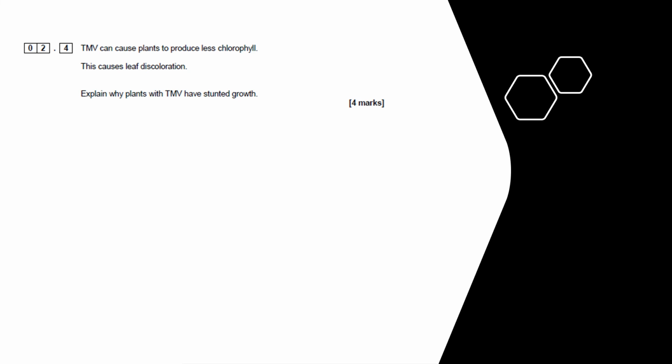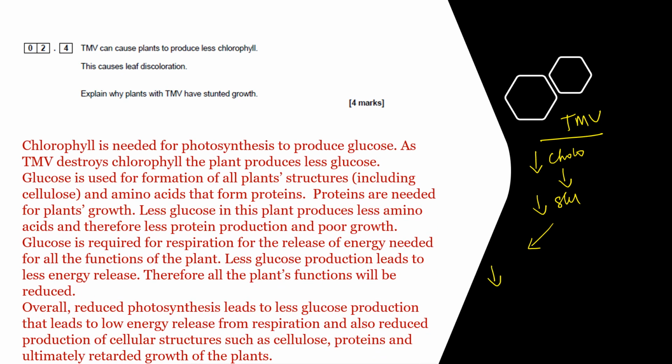TMV can cause plants to produce less chlorophyll. This causes leaf discoloration. Explain why plants with TMV have stunted growth. The plants with TMV have low chlorophyll. That means if the plants have low chlorophyll, the production of glucose through photosynthesis is also less. If less glucose is produced, the production of cellular structures will be poor. That means protein formation for cellular structures will be low.